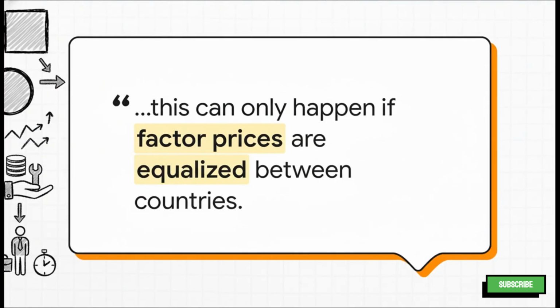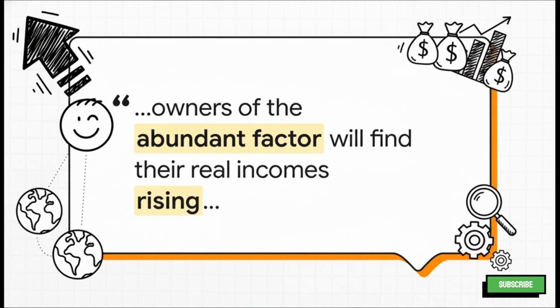So one of the wild predictions from this theory is something called factor price equalization. The basic idea is that through trade, the prices of the factors, so wages for labor and profits for capital, will start to get more and more similar across different countries. It's almost like by trading cars and t-shirts, countries are indirectly trading their workers and machines. But this is where it gets really interesting, and frankly, pretty controversial.